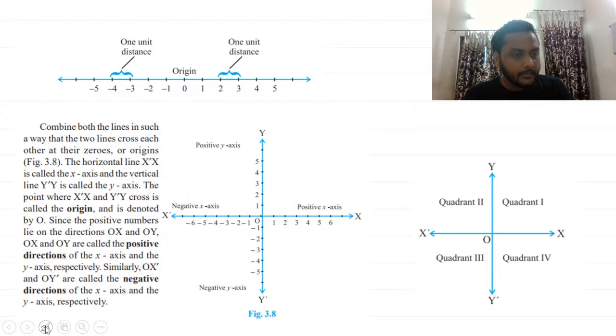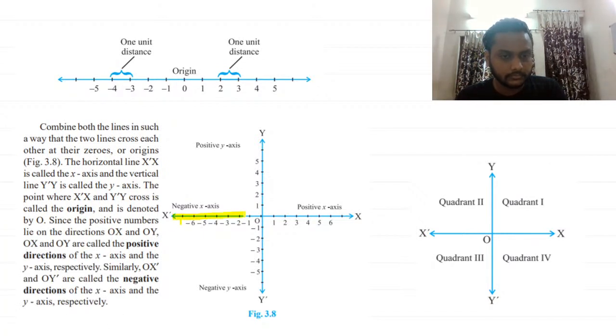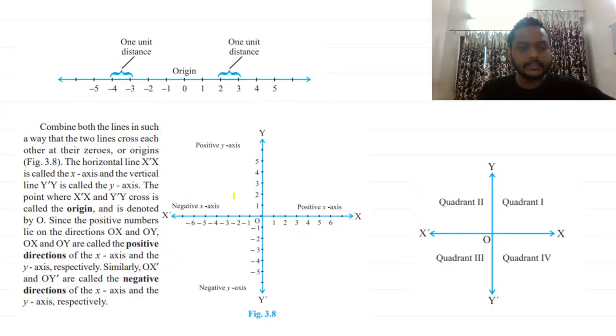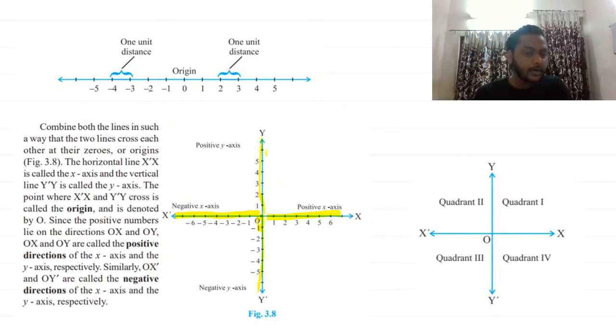Now when we are talking about our x-axis and y-axis, guys, if you see over here, this is your y-axis, this is your negative y-axis, this is your x-axis, and this is your negative x-axis. Now what happens, guys, is that when I'm talking about the origin and these four quadrants over here, I'm talking about these two axes.